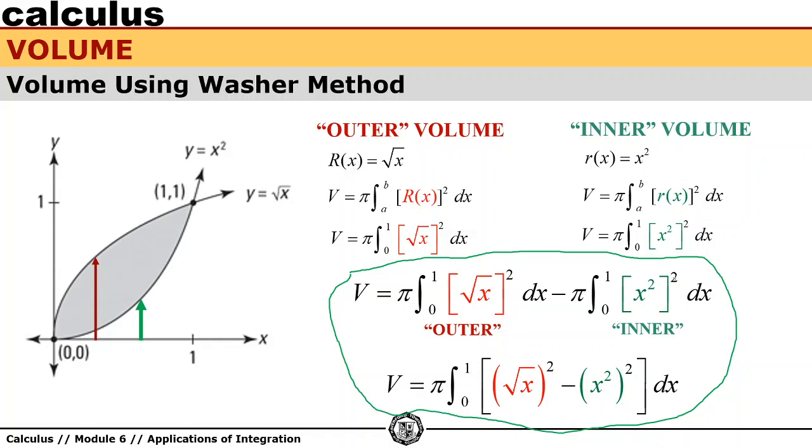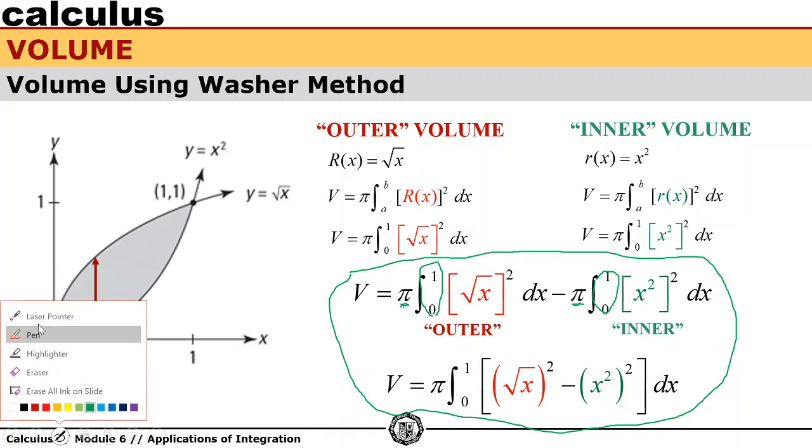Notice that I've got a pi in both integrals, and both integrals are going from 0 to 1. Whenever that happens, we can combine the integrals together and essentially subtract the two inside integrands. So we're going to end up subtracting the square root of x squared and x squared, and that's going to give us the formula that we'll use to get the volume of this shape when rotated 360 degrees around the x-axis.